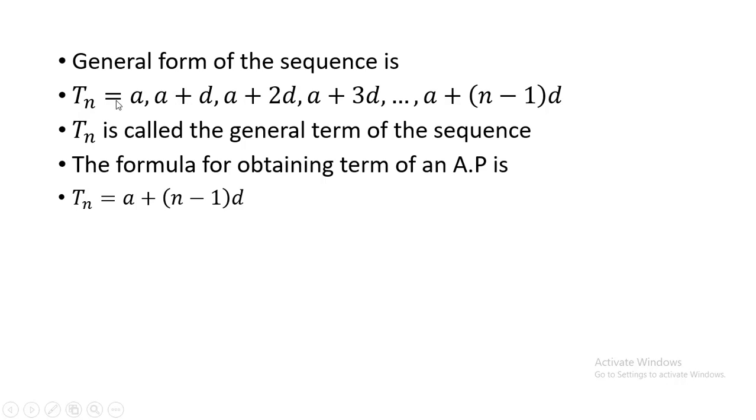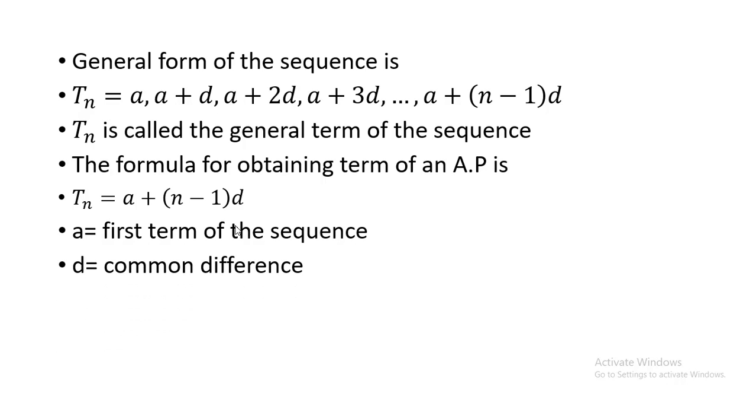Okay, now here the formula states t of n is equal to a plus (n minus 1)d. Now a basically denotes the first term of the sequence, d is the common difference, and n is the number of the term required. Okay, so let's just consider an example and understand better.